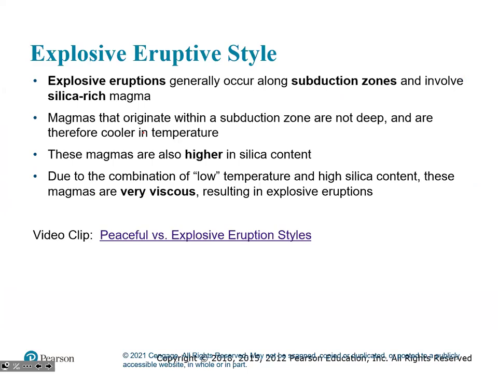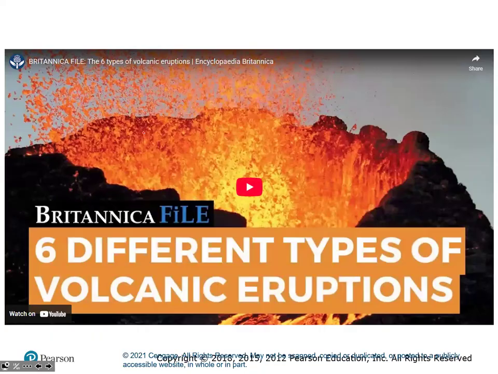Now, explosive eruptions generally occur along subduction zones and involve silica-rich magma. Magma that originates within the subduction zone is not deep and is therefore cooler in temperature, and it's also higher in silica content. Due to the combination of a low temperature and a high silica content, these magmas are very viscous, and this causes explosive eruptions. So here are 6 different types of volcanic eruptions.